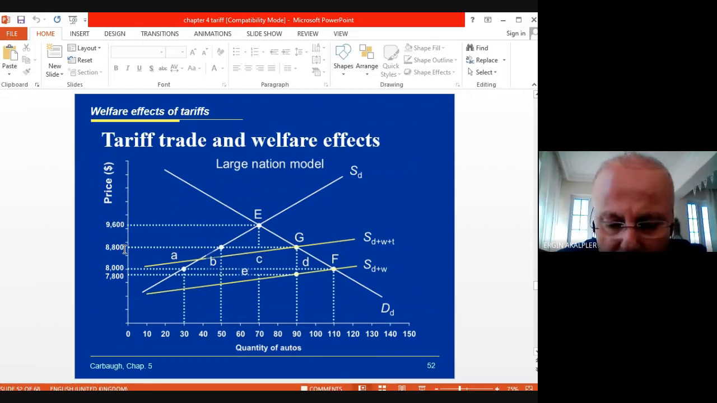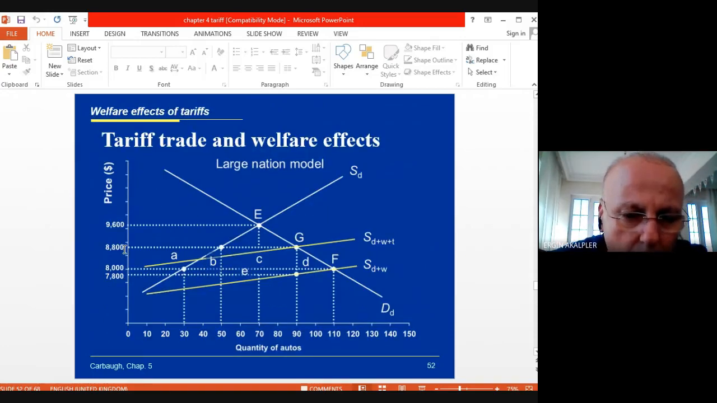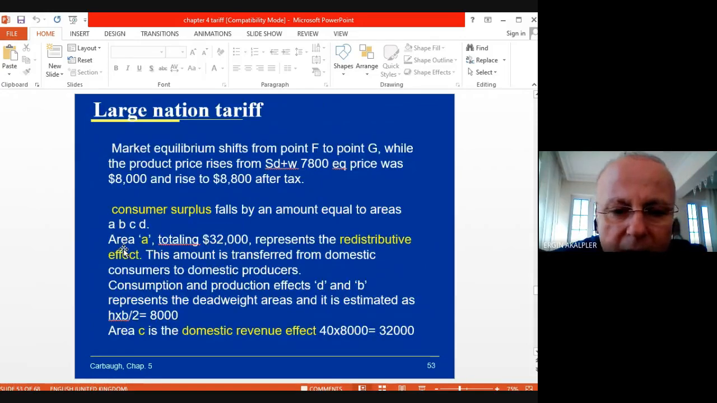and shifting upward. And this is, of course, not good. And consumer surplus, as I said to you, is reduced by the area ABCD. And the area A, totaling 32,000, represents redistributive effects. The area A here is going to be the producer's, and the amount is transferred from domestic consumers to the producers. Somehow the welfare is distributed from consumer to the producer.